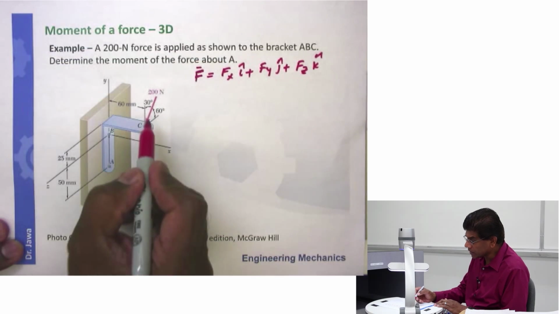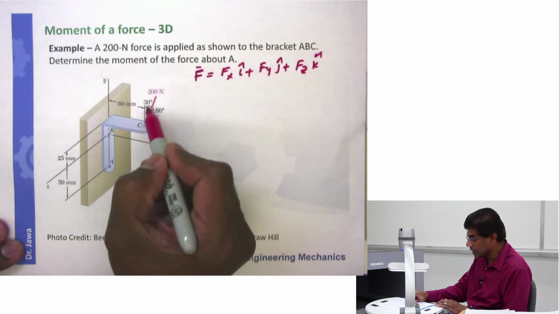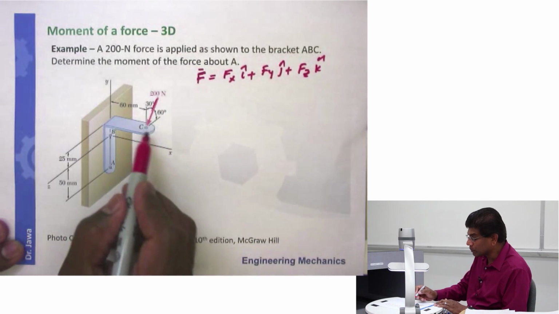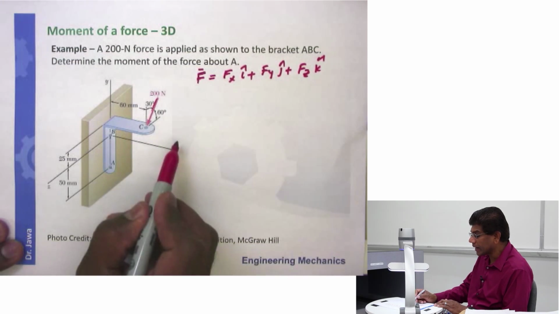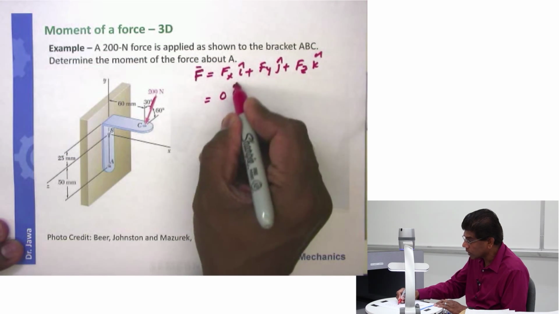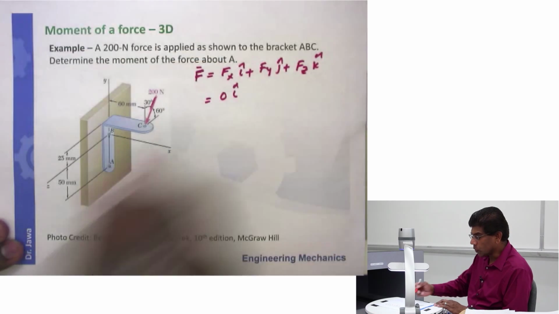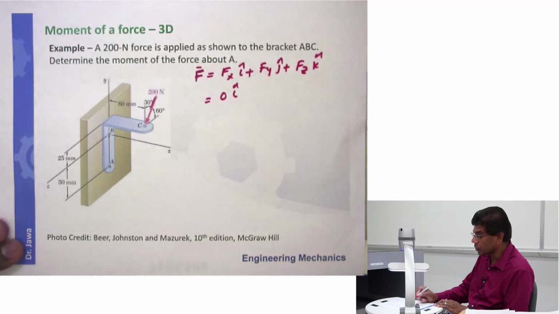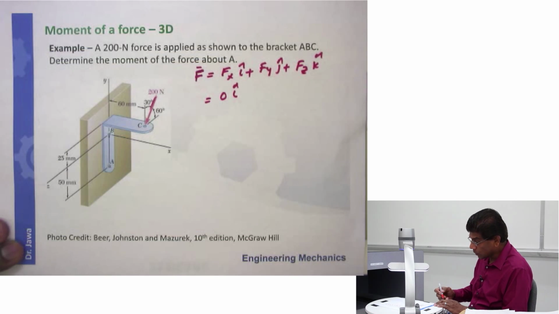Let's try to look at the x component. The way this problem is given, this force is in a plane, I would say YZ plane. It is not in anywhere x, and therefore there is no x component, and therefore it is going to be 0I. You don't have to write 0, but I want to make sure you understand there is no x component, so 0I.